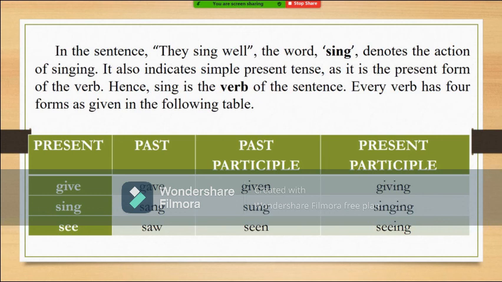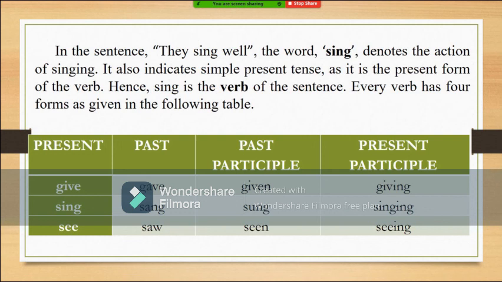participle. For example, I have given 3 verbs here in this tabular column. Give, present form. For that, the past form is gave. Past participle is given. Present participle is giving. Like that, sing is the present form. The past form of it is sang. Past participle is sung. Present participle is singing.